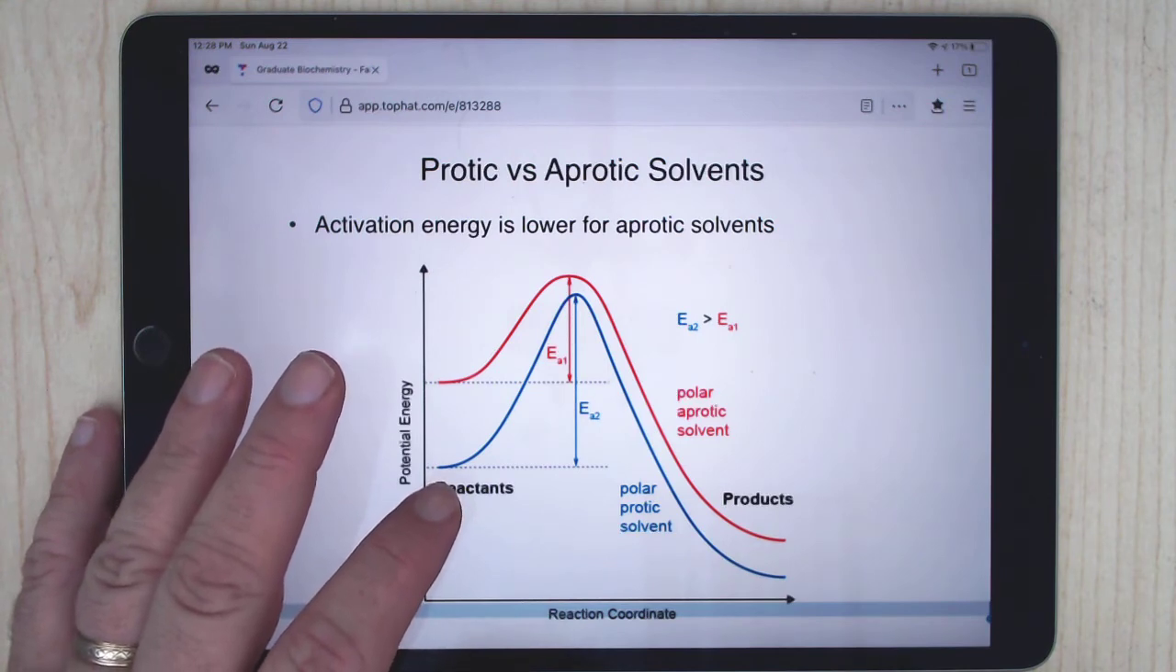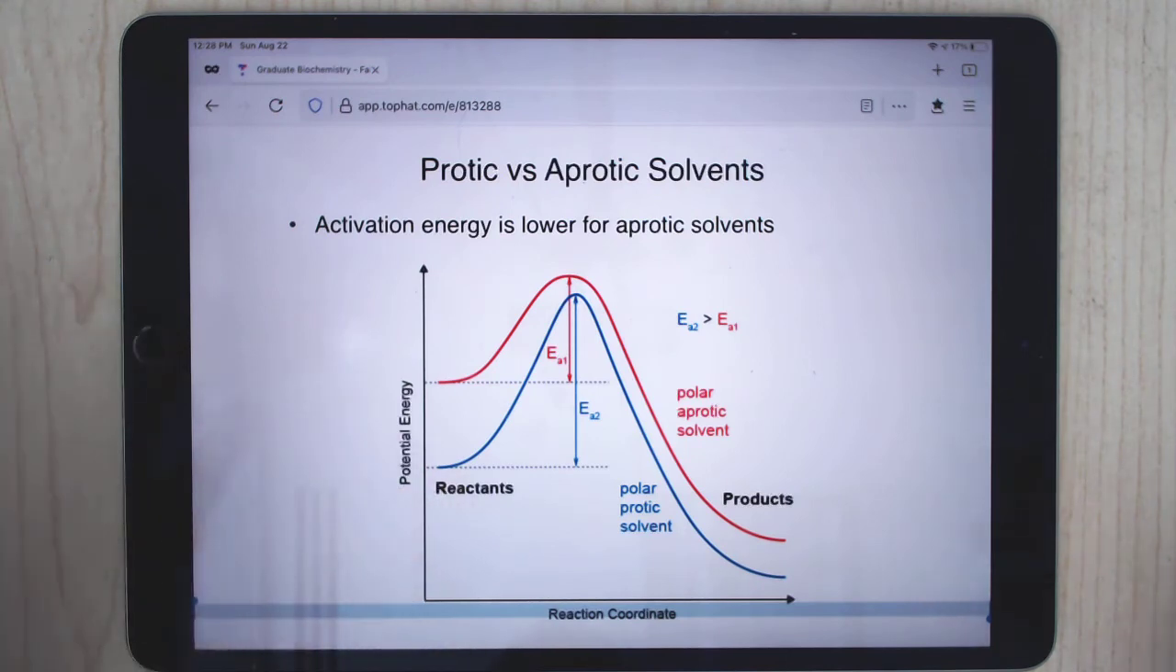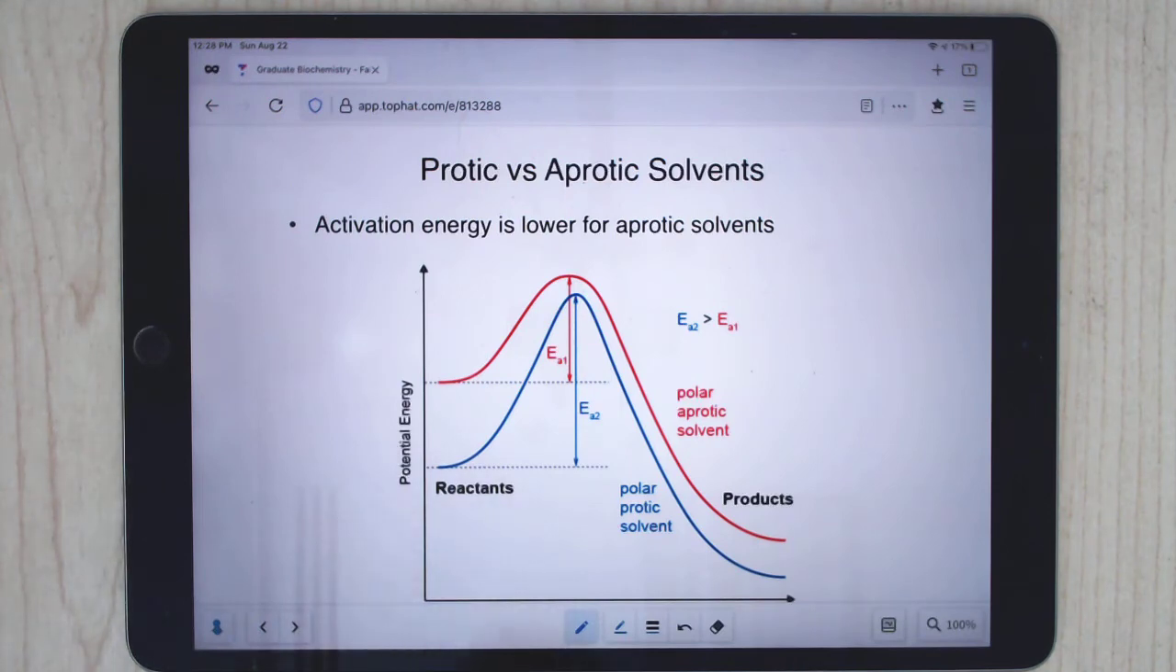So it's actually a bad thing. Not that the reactions won't work, it's just going to take a lot more work for it to happen. Okay? And so if you switch to a protic solvent for an SN2 reaction, it's going to go much more easily.